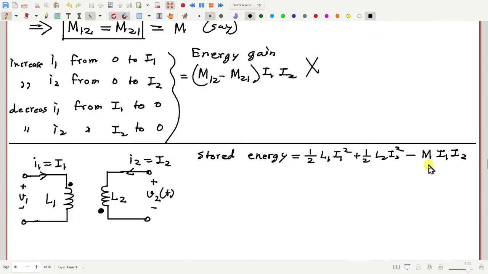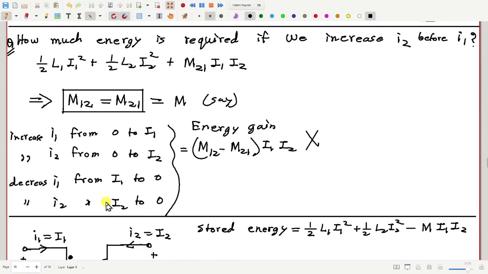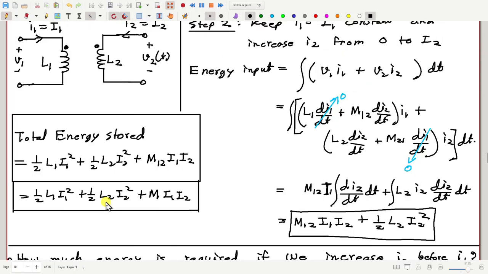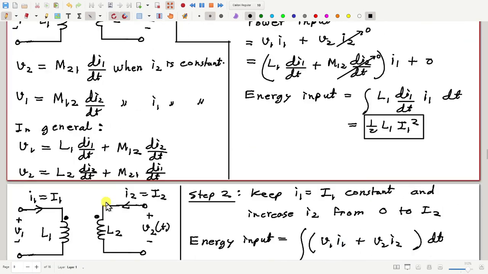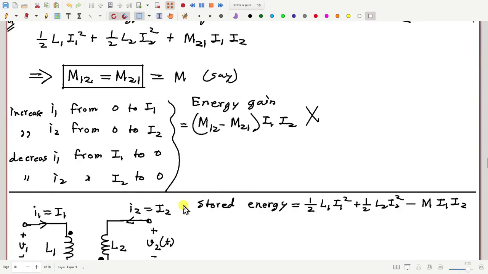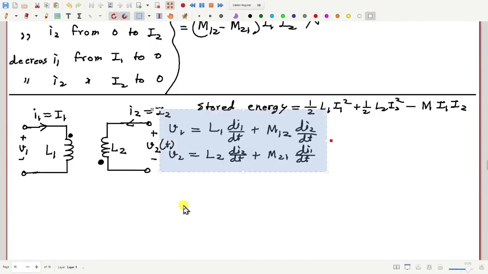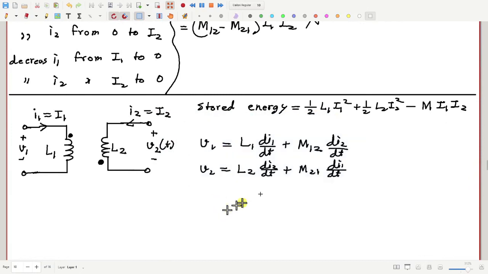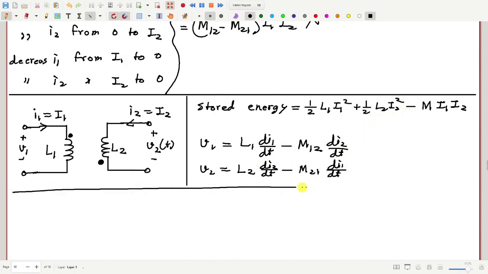Now here we will have a minus sign. Why is that so? You can just do the same derivation. What are the things going to change? If I copy these equations, what is going to change here? This will become minus. Therefore, if you carry on the same derivation, finally here we will get a minus sign.